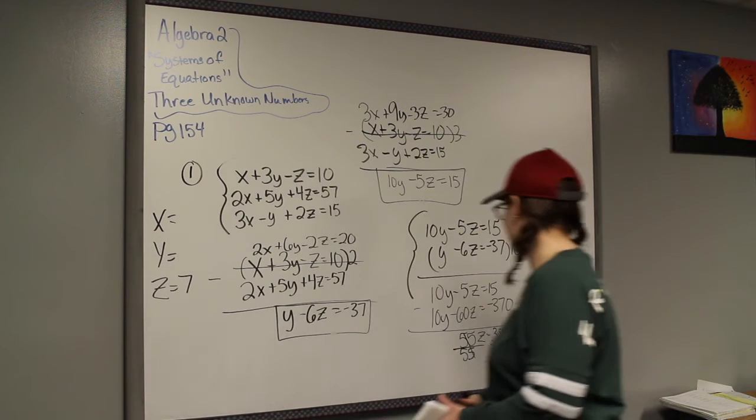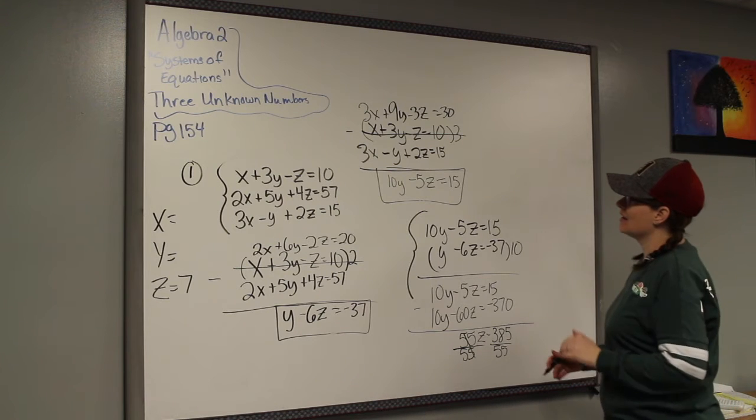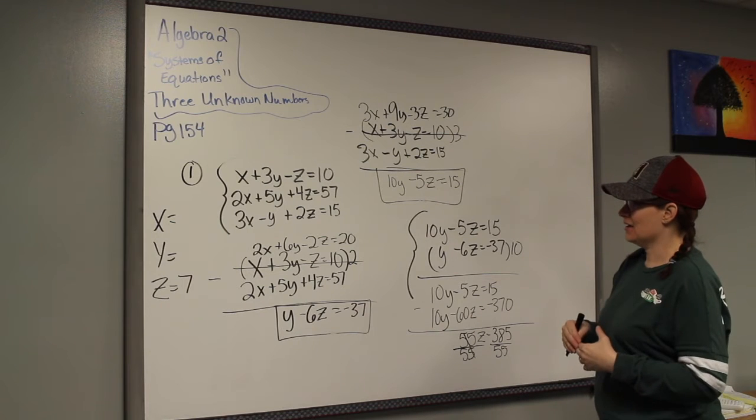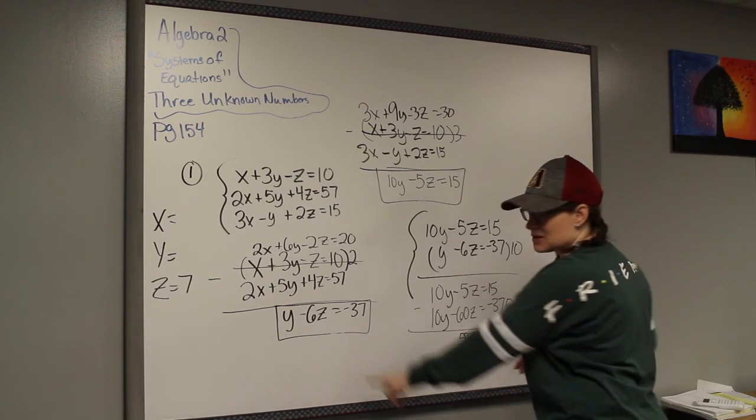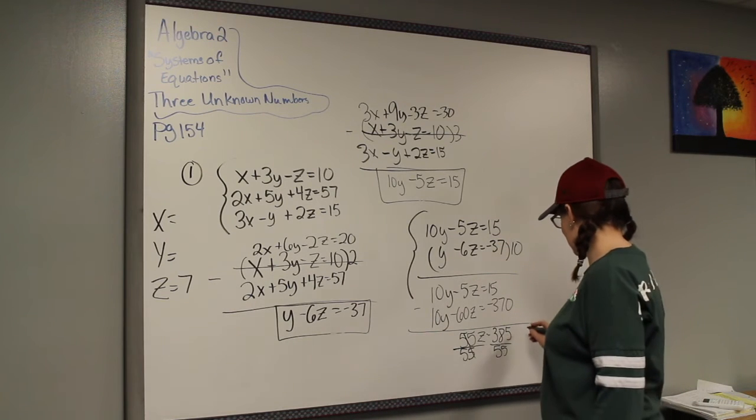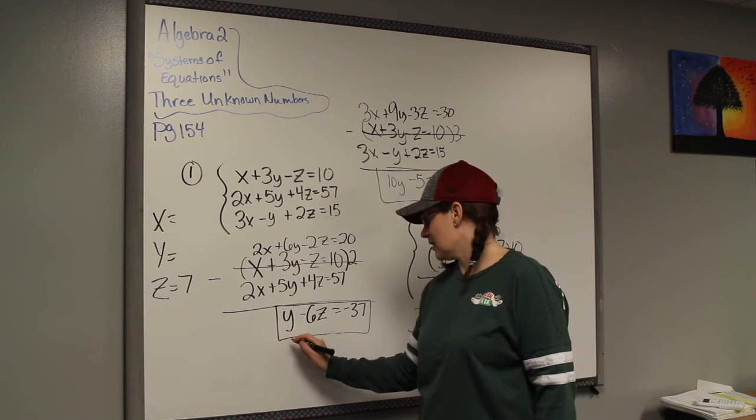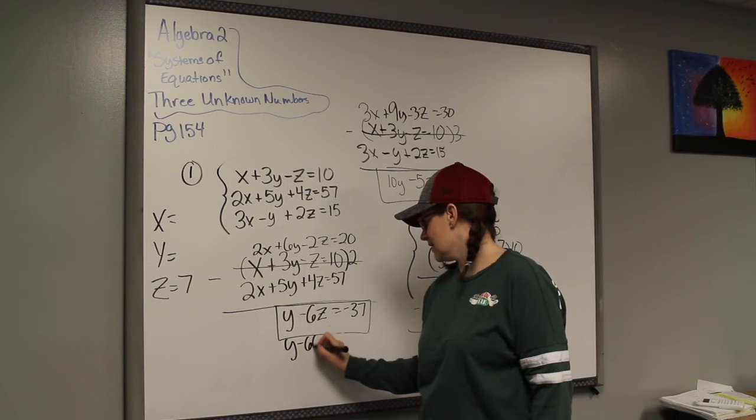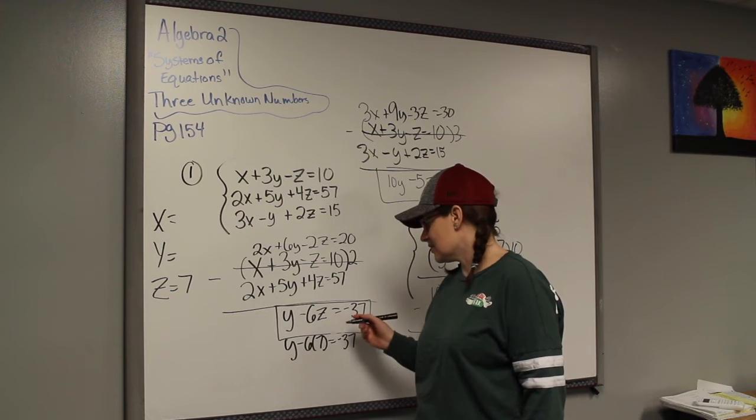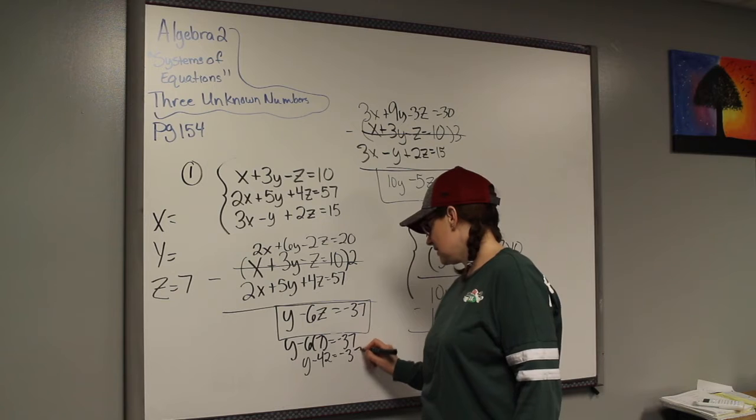So z is 7. Now I'm going to take that z is 7 and I'm going to put it back in one of these two equations, okay, and solve for y. So I'll choose this one, and I'm pretty sure you can see this area here. So wherever there is a z, let me write z equals 7. I'm going to put a 7 there. So I would go y minus 6 times 7 equals negative 37. 6 times 7 is 42, so y minus 42 equals negative 37.